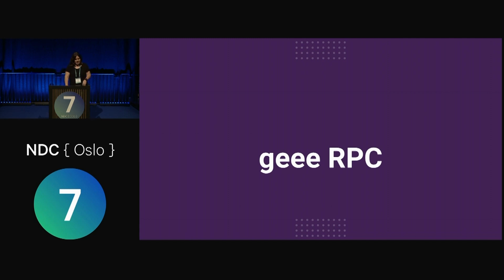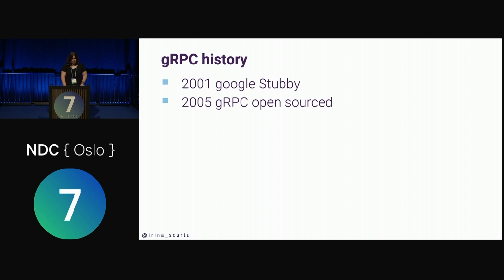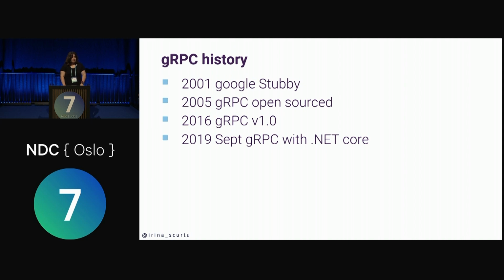So, a short history: it started in 2001 as an internal Google project called Stubby. Fast forwarding a few years, they open sourced it. And in 2019, we got it in .NET. Any other language out there got gRPC before .NET, and they have a gRPC version that is more stable, and they are able to use it. But with gRPC in .NET, there were struggles, and there still are. But it's more stable than it was before.